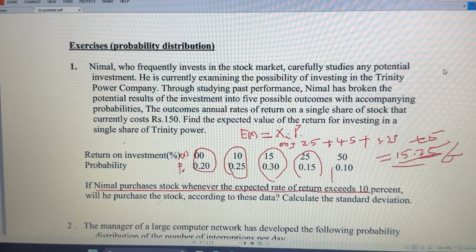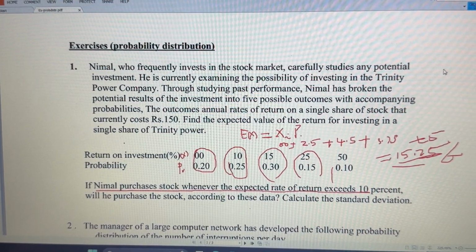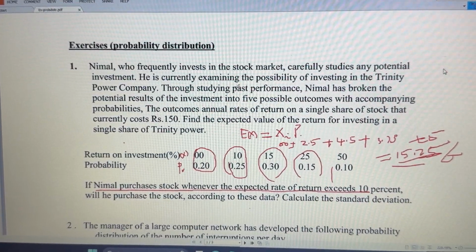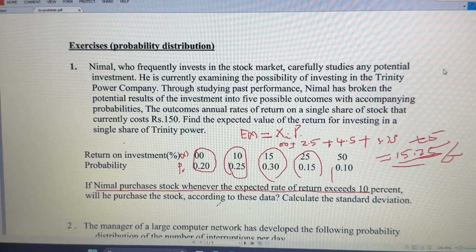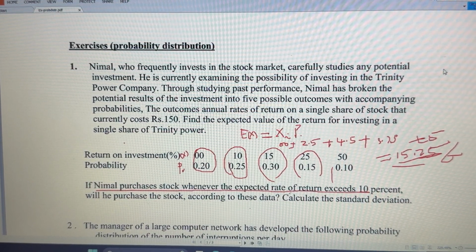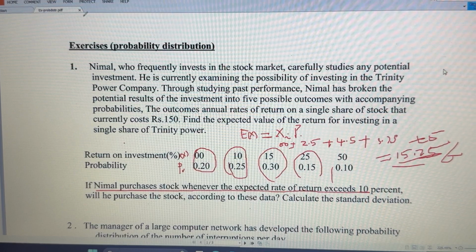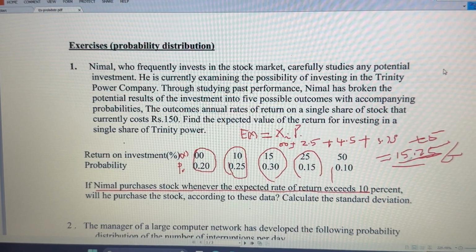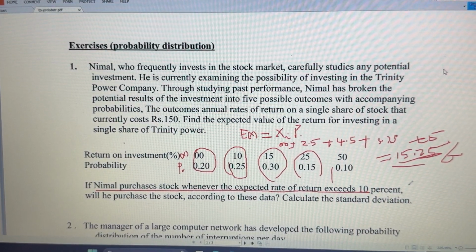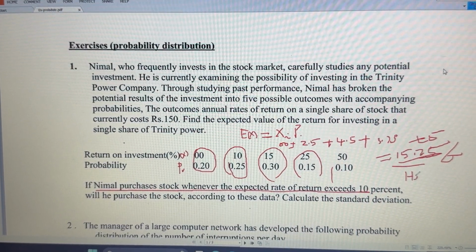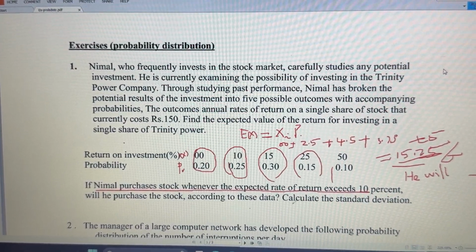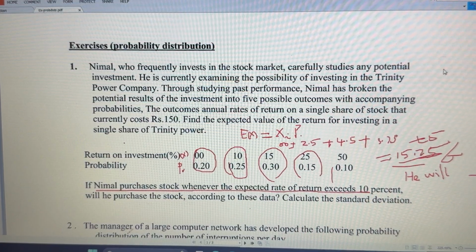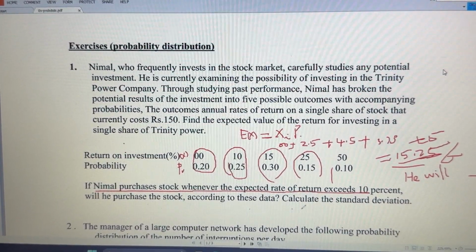exceeds 10%, will he purchase the stock according to this data? So now here the given information says, Nimal purchase whenever the expected rate of return exceeds 10%. So of course, since 15.75 exceeds 10%, you have to say that he will purchase the investment. He will purchase the investment or the stock, no? So then, according to this data, calculate the standard deviation.